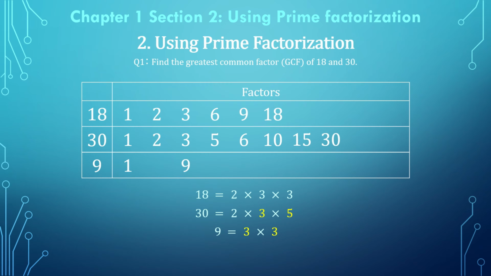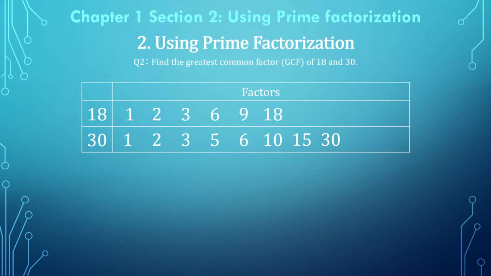So, 3 is only counted once as a factor, while non-perfect squares such as 6, which is factorized 2 times 3, have 2 factors. Now, let's compare the factors in the rows. These circled numbers are common factors of 18 and 30.